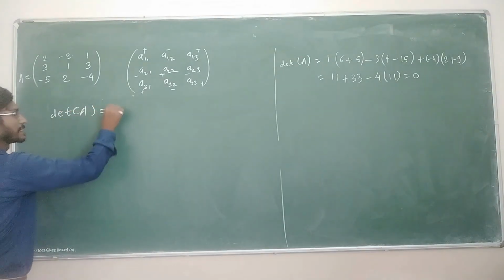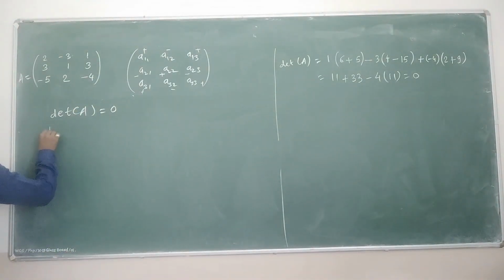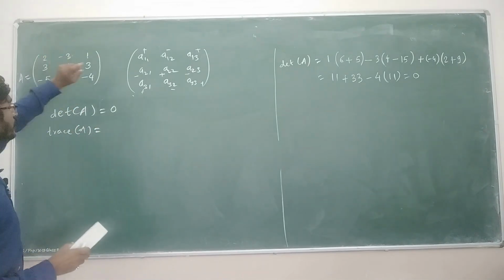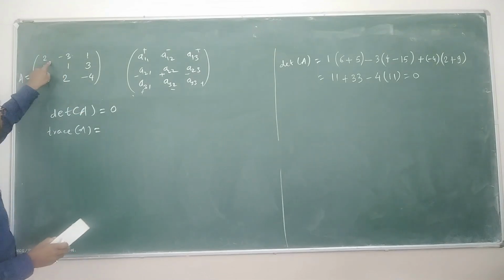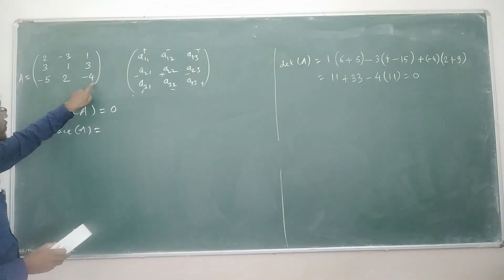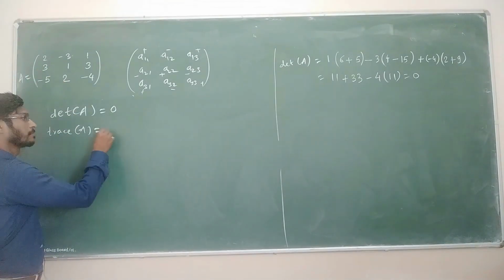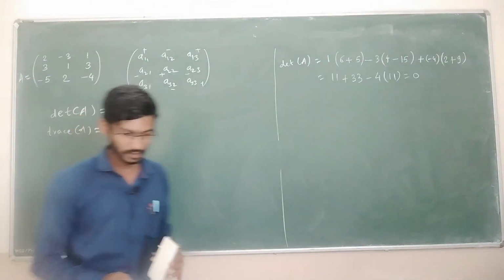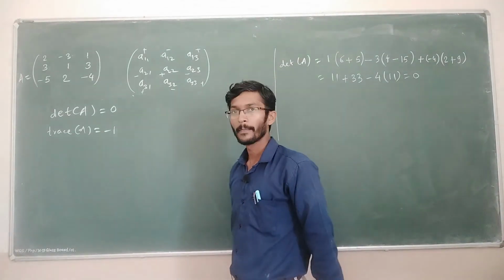Determinant of this matrix is equal to 0. That we have just found. Trace of the matrix is equal to... now you have to just add the elements on the diagonal. So 2, 1 and minus 4. So 2 plus 1 is 3, minus 4 means minus 1. So the matrix has 0 determinant and the trace is equal to minus 1.